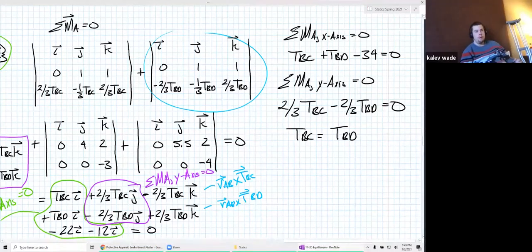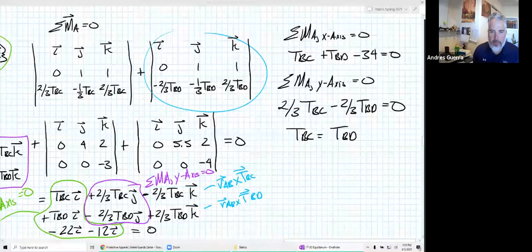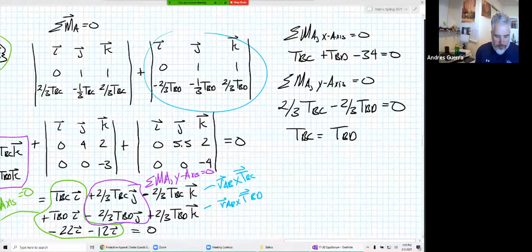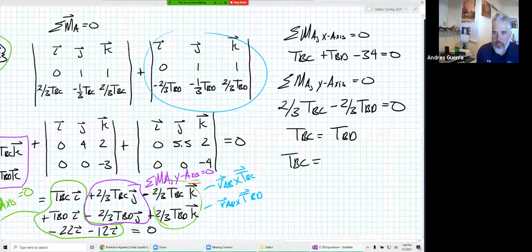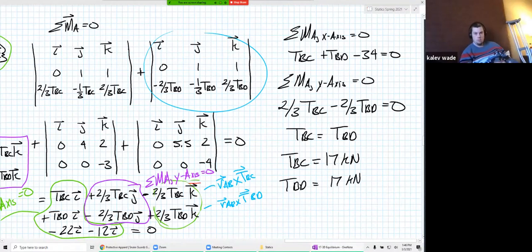And then talk about moment about the z-axis, but look at what moment about the z-axis would do. It would tell us also that TBC was equal to TBD. Look at the k components right here. I don't want to do it in red, I don't want to emphasize this because we're not using it. But these ones right here, the k components, they would also tell us that TBC is equal to TBD. So now we know TBC is equal to 17 kilonewtons. TBD is equal to 17 kilonewtons.